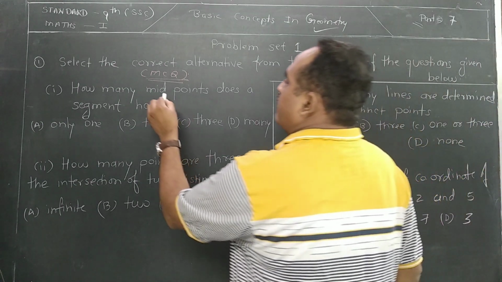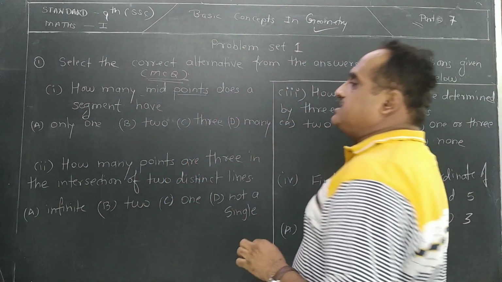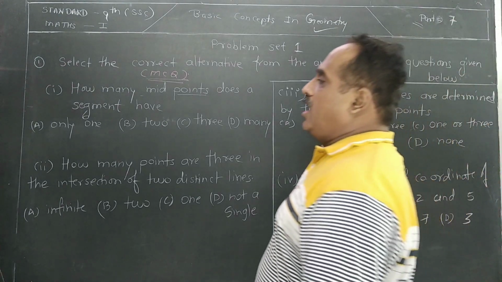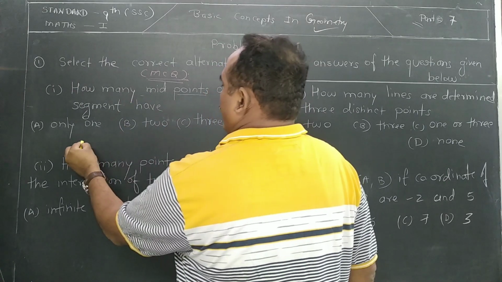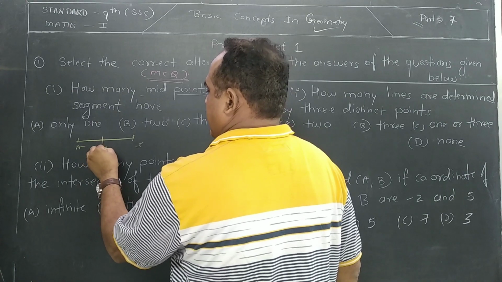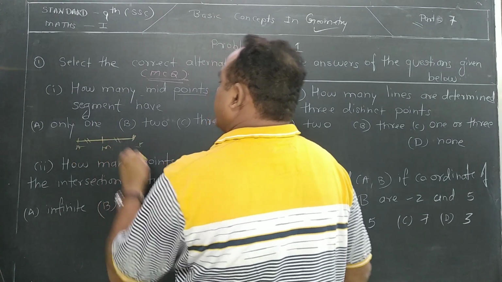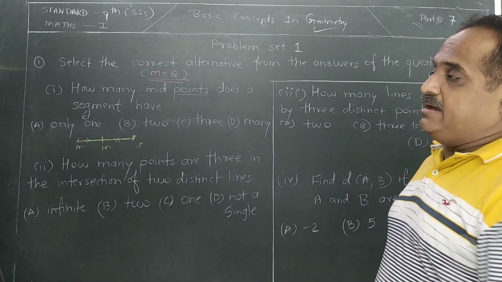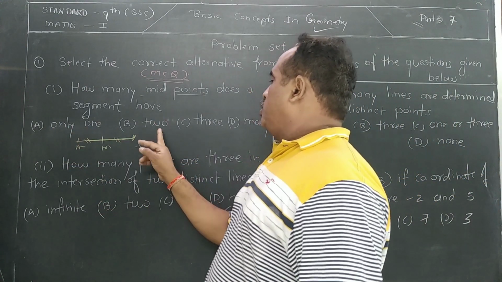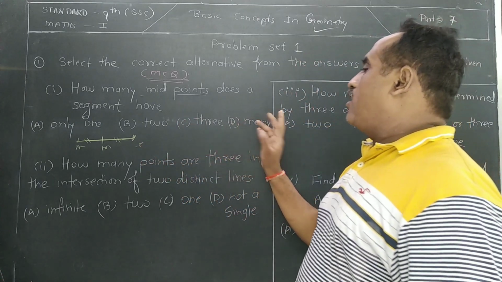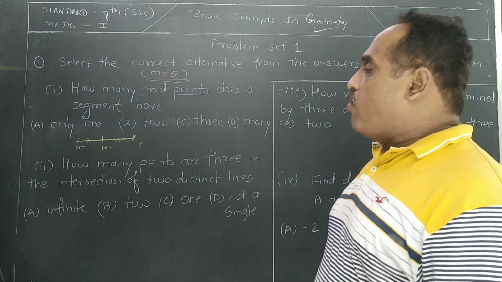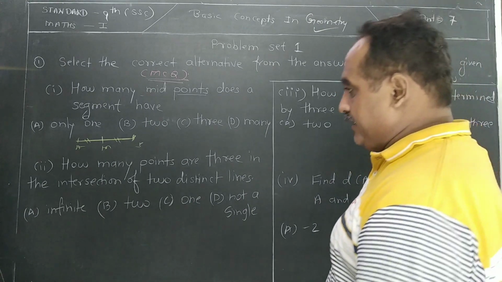See, how many midpoints does a segment have? See the statement. Suppose I am having a segment AB and one point M is a midpoint. I have given the options: only one, 2, 3 or many. So we know that every segment has one and only one midpoint.